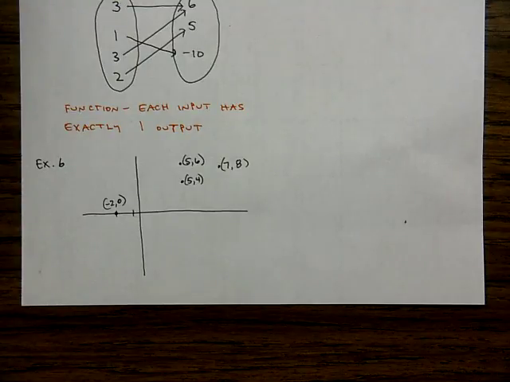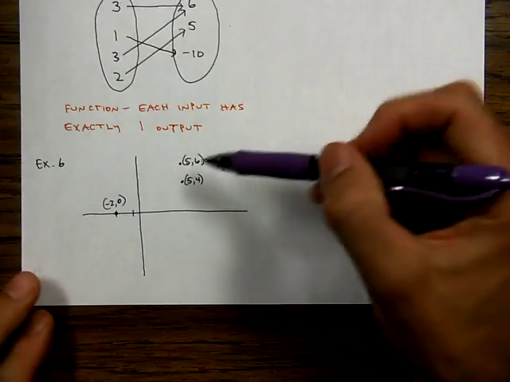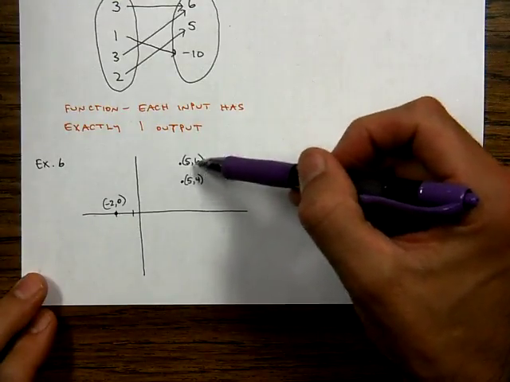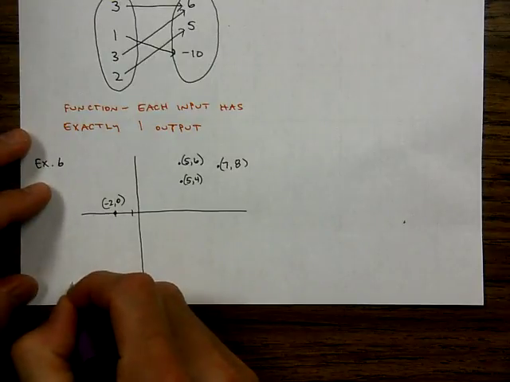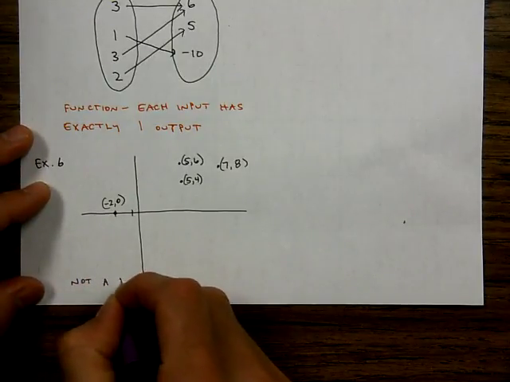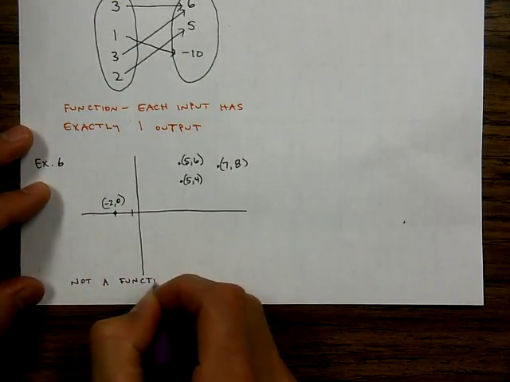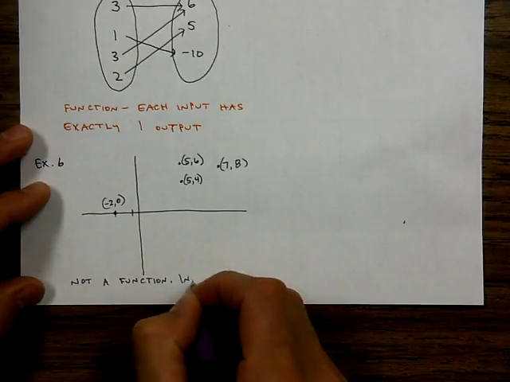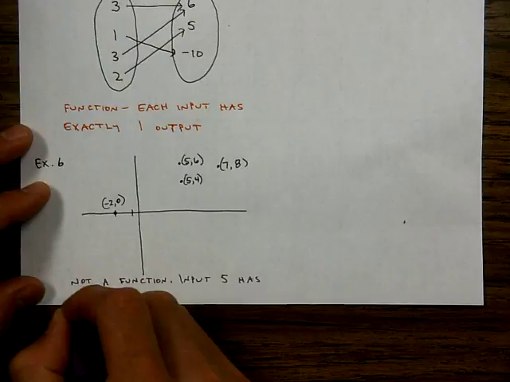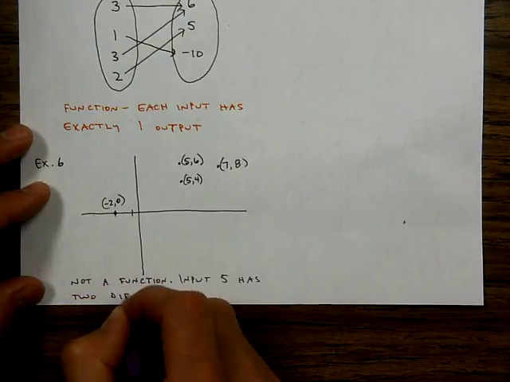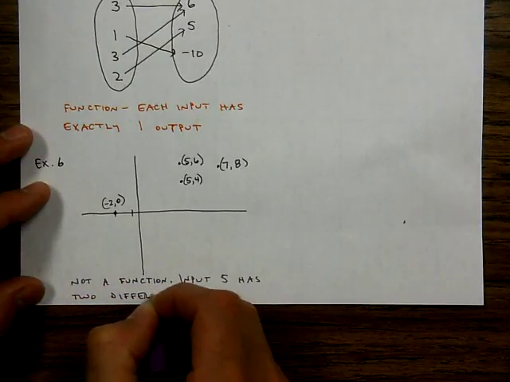So just in looking at this graph, what you should be able to recognize right away is that I have the same input with 2 different outputs. And so right away I should be able to hopefully see that this is not a function. The input 5 has 2 different outputs.